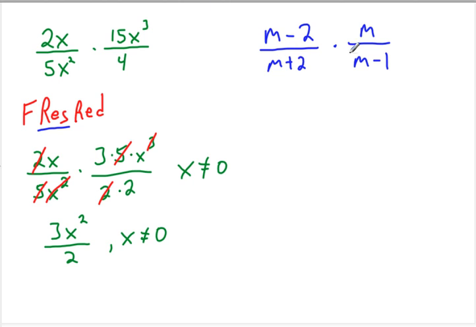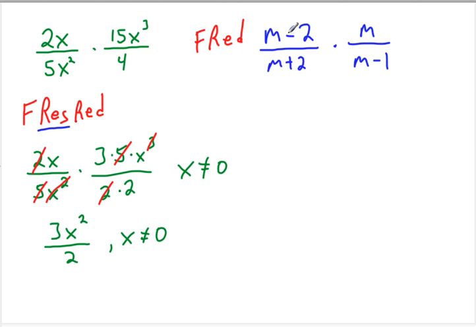So first thing we're going to want to do is factor. So now we're just factoring, because no restrictions. So factoring m minus 2, there is none. Same with m plus 2, there is no factor. No factor in any of these. Okay, so then we go to the reduce part.